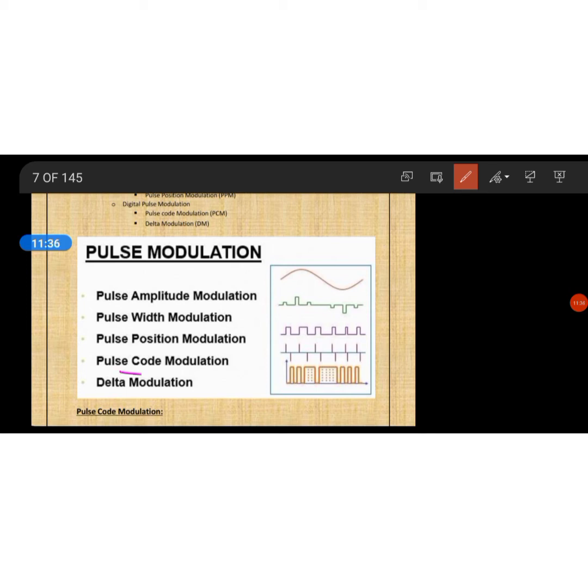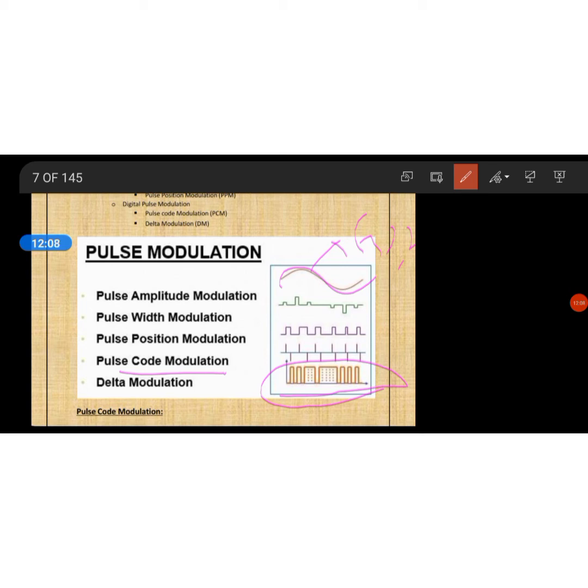Next thing is about pulse code modulation. Pulse code modulation means your analog signals are sampled at a rate fs greater than or equal to 2ω and then converted by means of coded pulses. This is called pulse code modulation. We'll be having a detailed discussion on pulse code modulation generation and detection.